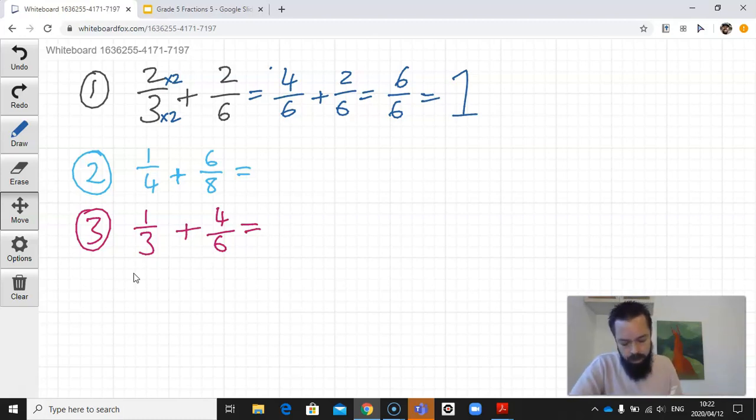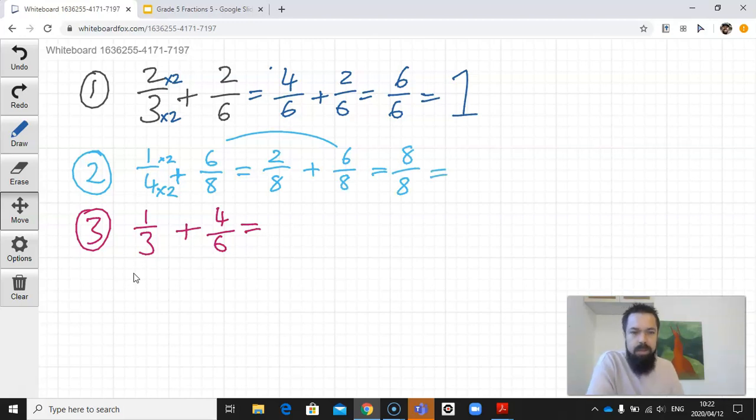Looking at number 2, we needed to make our denominators the same. If I times that by 2, I can get to an 8. So I'm going to do the same to the top. 1 times 2 is 2. 4 times 2 is 8. The other one stays the same, unchanged, 6 over 8. I get 8 over 8. And the final step is to notice that 8 divided by 8 is 1.